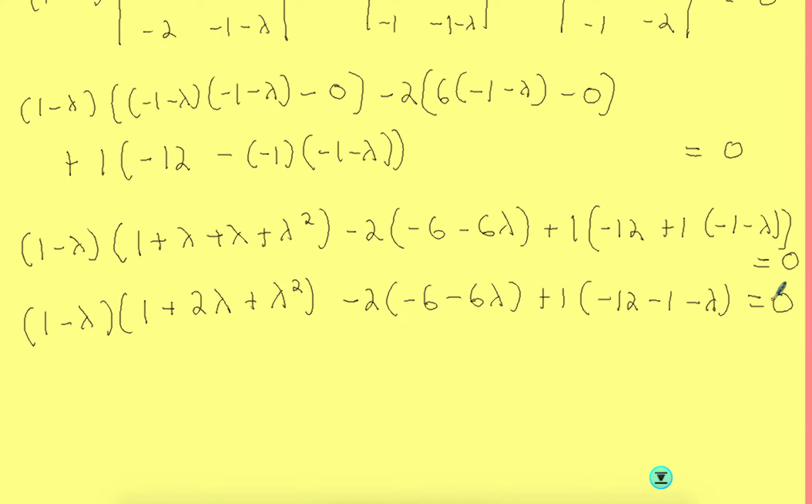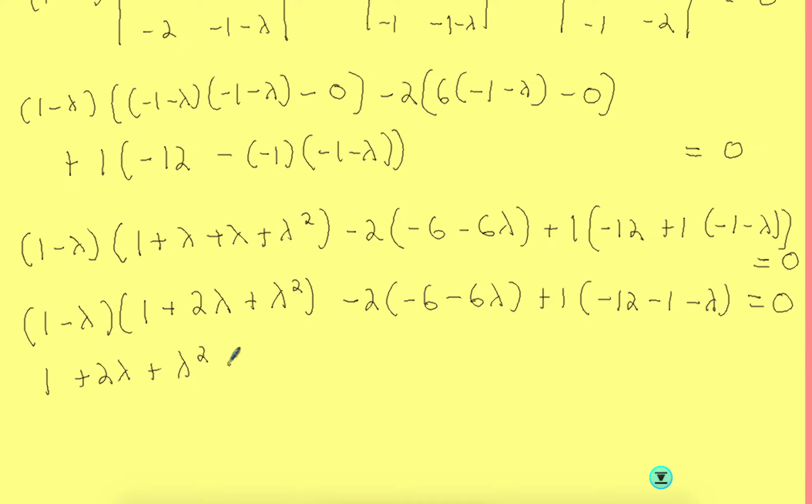Like that. Okay. Now I can simplify that bit, but I'll do that in a minute. Right. So let's multiply this bracket here. So that's going to be 1 times 1 is 1 plus 2 lambda plus lambda squared. So I've just multiplied everything by 1.